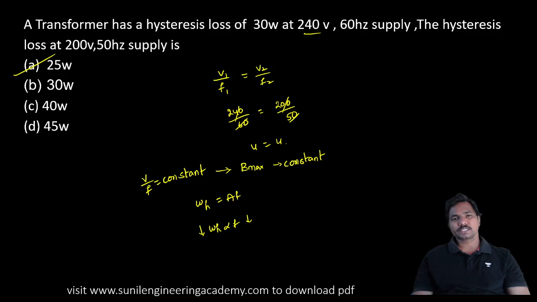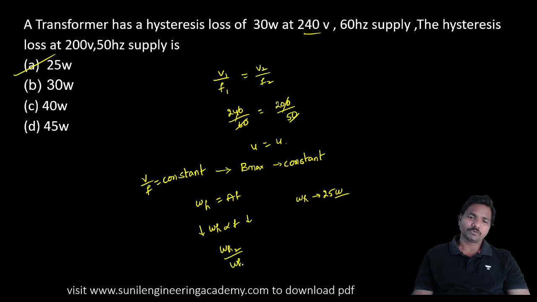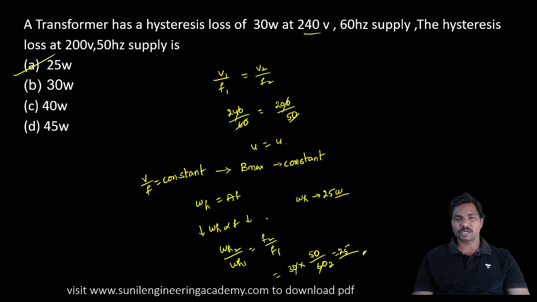Whenever you see this type of question, here 240 by 60, 200 by 50, so B max is constant. So hysteresis loss is proportional to frequency. Frequency decreases, so hysteresis loss also decreases. Less than 30, so the answer is 25. If you want, you can calculate: WH2 by WH1 is equal to F2 by F1. So WH1 30 into F2 50 by F1 60. So you get 25, but no need to do all this. All of you clear?